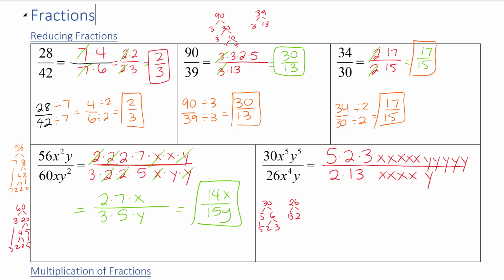Let's see what divides. A set of 2's divide, and 4 sets of x's, and 1 set of y's. In the top, I'm left with 3 times 5, or 15. I'm also left with 1 x, it looks like, and 4 y's. In the bottom, I'm left with 13 and no other variables, so we are done for that one.